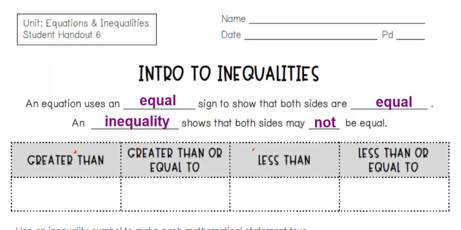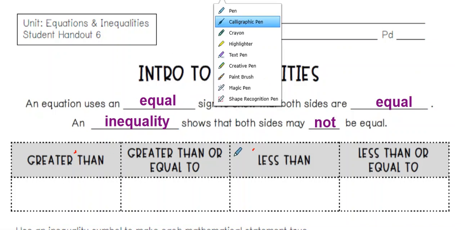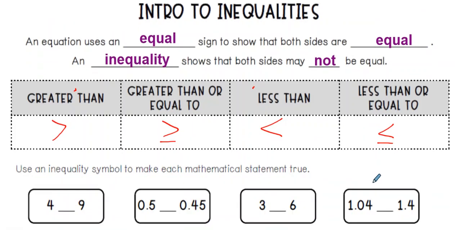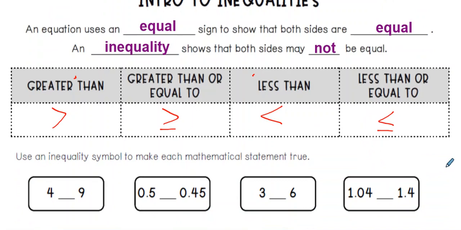All right. So an inequality sign is the greater than or less than, which I'm sure you are used to. So this is my greater than sign. This is my less than sign. Okay. Greater than or equal to, less than or equal to. All right. So those are my symbols. So I can use them in a statement.